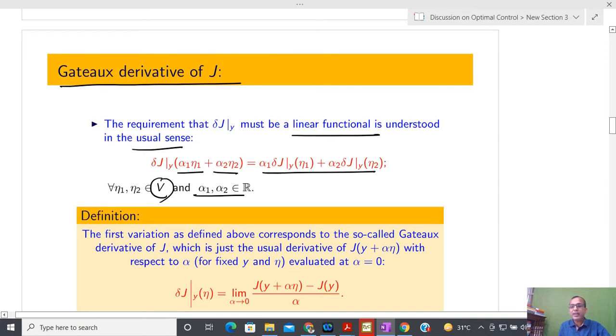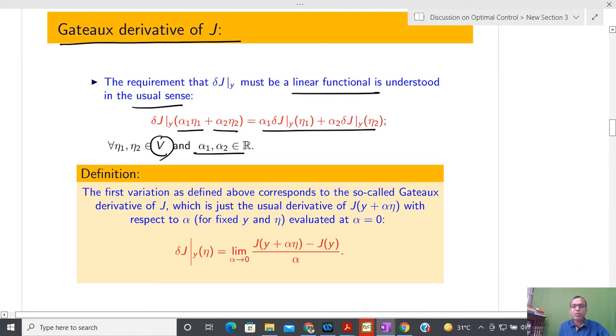Now I come to the Gateaux derivative. So this is called Gateaux. The first variation as defined above corresponds to the so-called Gateaux derivative of J, which is just the usual derivative with respect to alpha. Here y and eta I am assuming fixed, because I just have to vary this scalar. In this way we are going to talk about the Gateaux derivative.